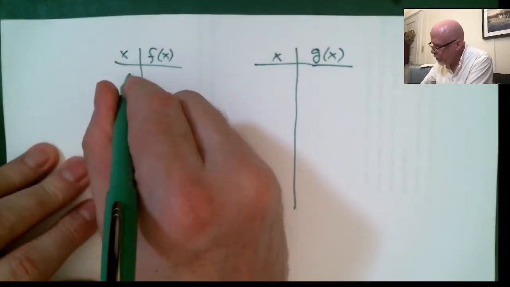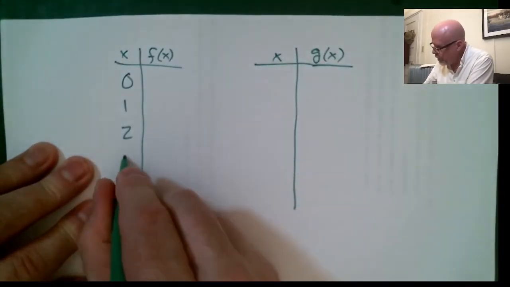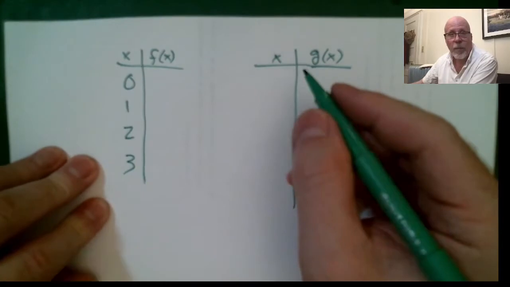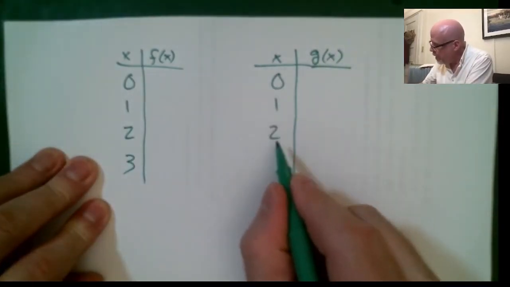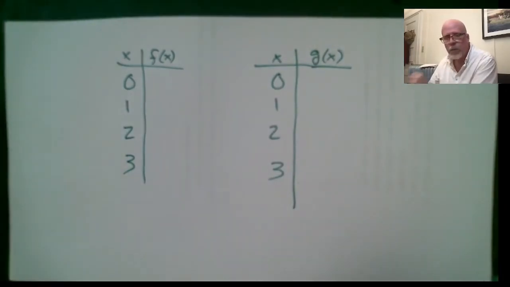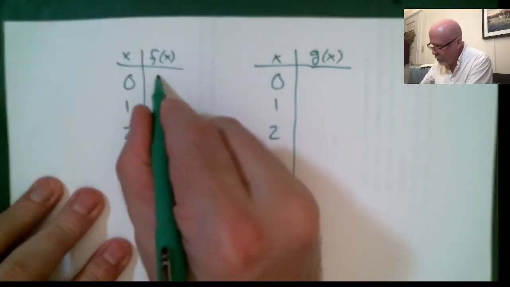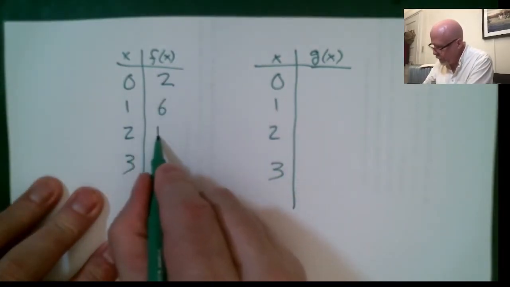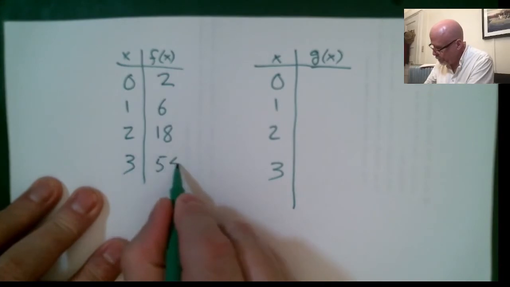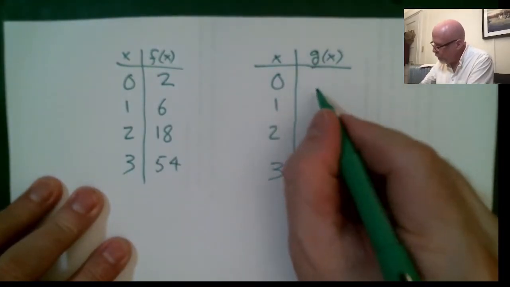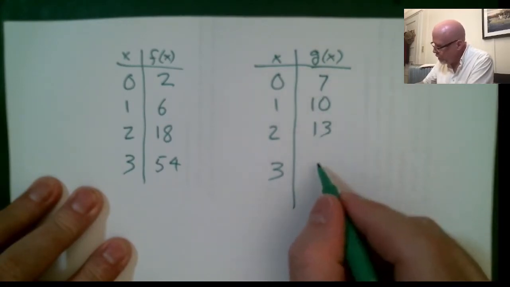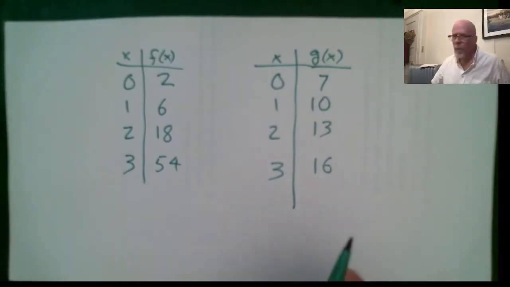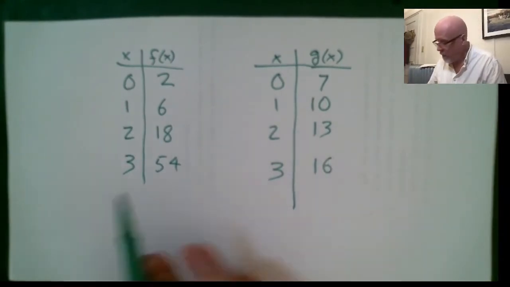The x values are just going to go 0, 1, 2, 3. I'm just copying down what I wrote in my notes here. I made these up in advance, so we can get an example of how all this plays out. All right, so the first one goes like this. 2, 6, 18, 54. The second one goes 7, 10, 13, 16.